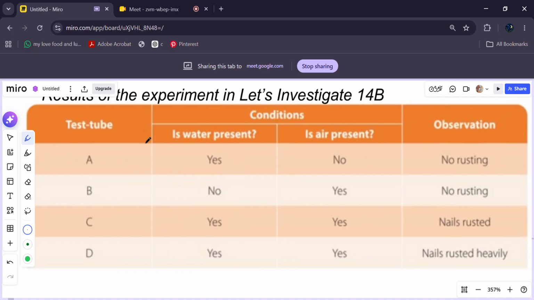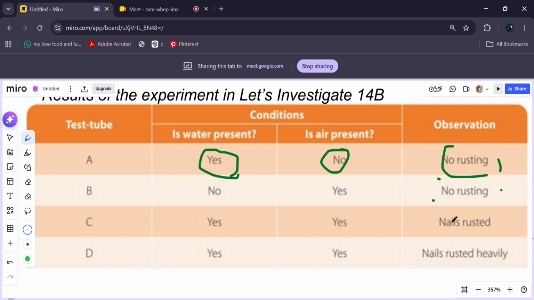So for test tube A, water is present while air isn't. Because of the oil, the air is not present, and if you observe after some time, the clean nail in test tube A will not rust. In test tube B, there is no water present, but there is air. But since there is no water, rusting still does not occur. But for C, there is both water and air. So that means the nail's rusting will occur.